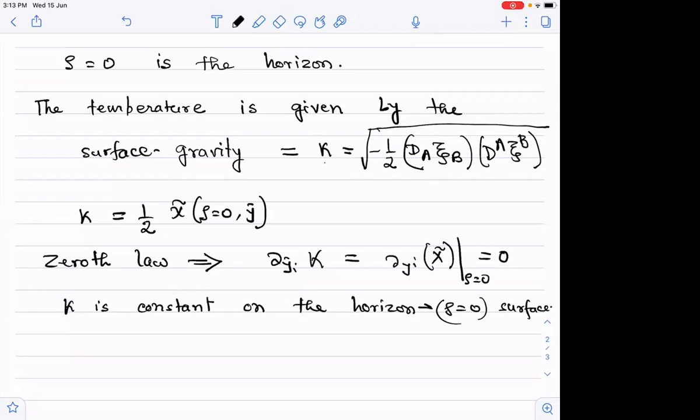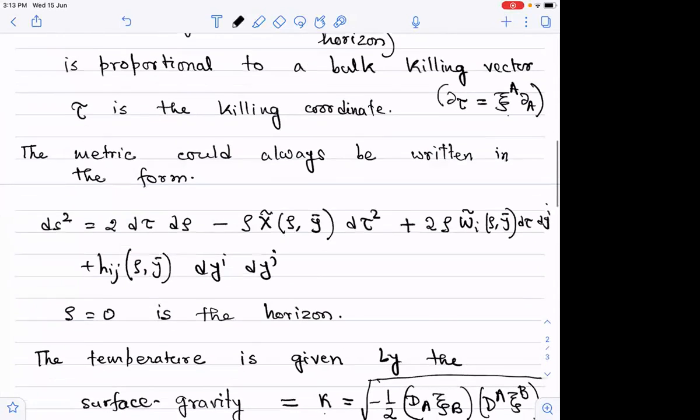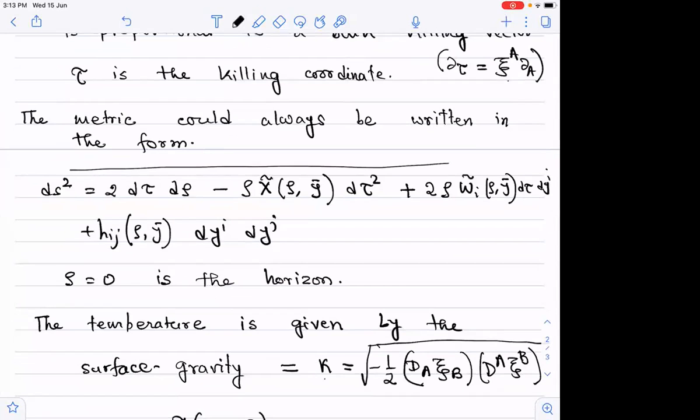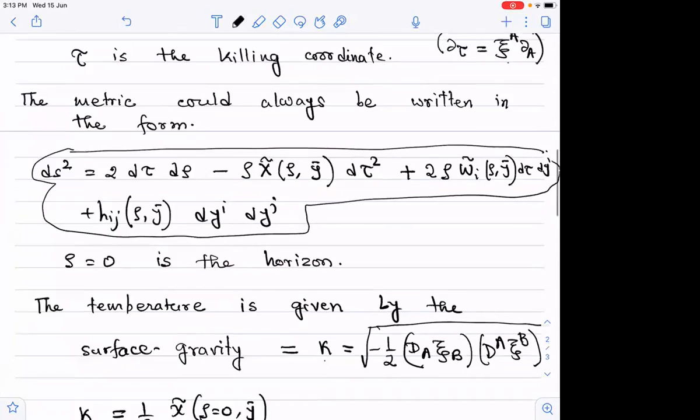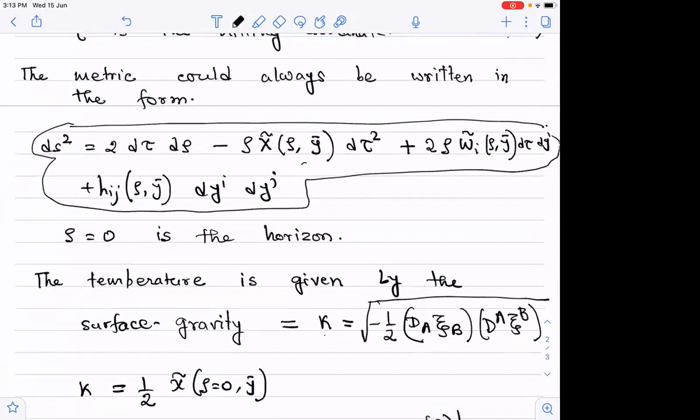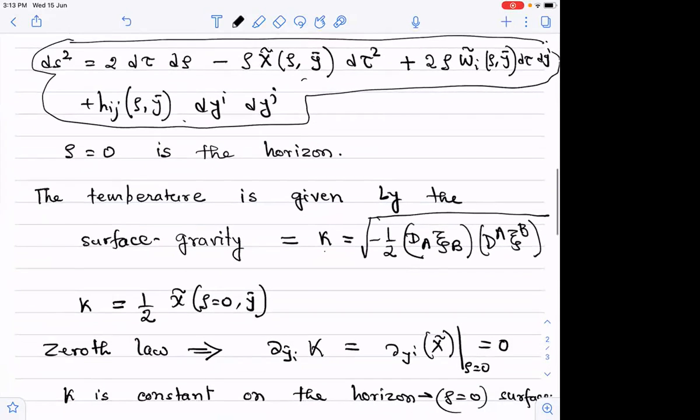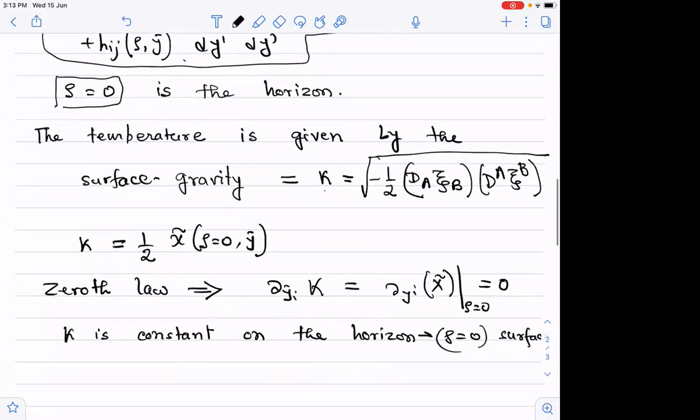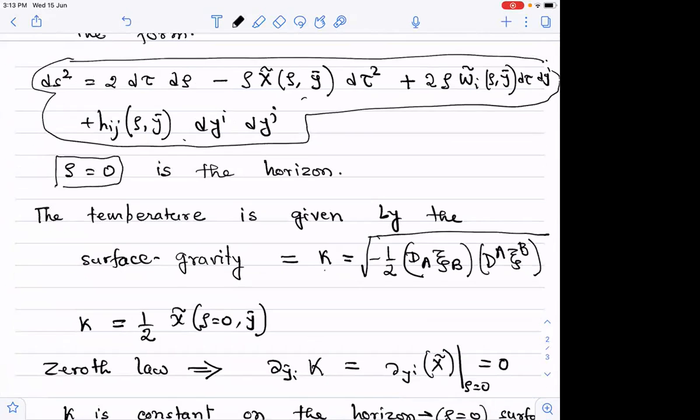So this is what we mean by zeroth law operationally. Just to summarize, any stationary metric could be written in this form, where tau is the Killing coordinate, and therefore nothing depends on tau, none of the metric functions. Rho equal to 0 is the horizon. We have chosen the origin of the rho coordinate on the horizon.